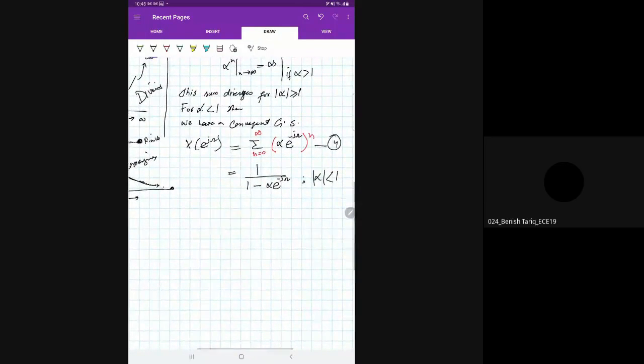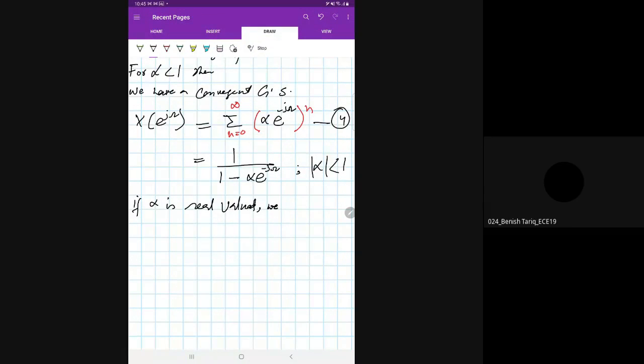Okay. And there is another condition that, see, if alpha is real valued, then we may expand the denominator of equation 4, the simplified equation, using Euler's formula to obtain this. What is the Euler's formula? I will just apply it here.